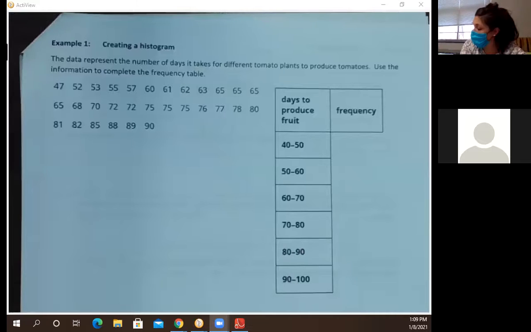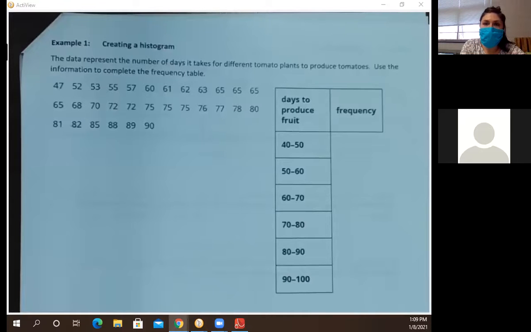And up at the top, we have some data on tomato plants. So we're looking at how many days it took different tomato plants to actually have tomatoes on them. So that 47 we see means that I had a tomato plant that after 47 days of growing had tomatoes on it. I've got a couple 65s in there. That means I had a few plants that on day 65 of growing had tomatoes on them. That's what that means. So the first thing we're going to do is create a histogram out of this data.